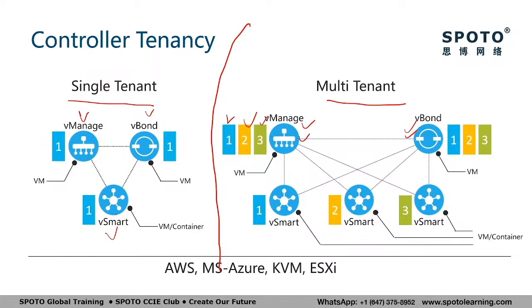But vSmart cannot. vSmart is used to separate the traffic. So each tenant needs to have at least one vSmart. In this case, this is the vSmart for tenant A, this vSmart for tenant 2, and this is the vSmart for tenant 3. So once again, the vManage and vBond can be shared by multi-tenant, but vSmart cannot. At least one vSmart per tenant.